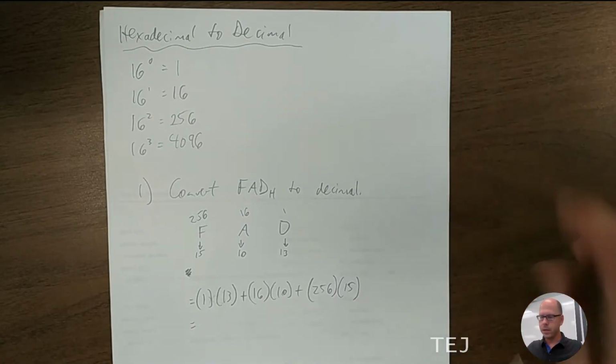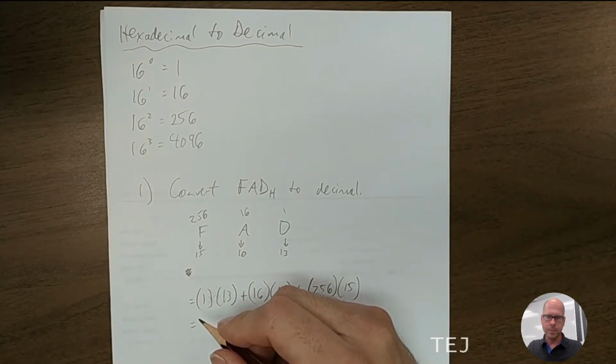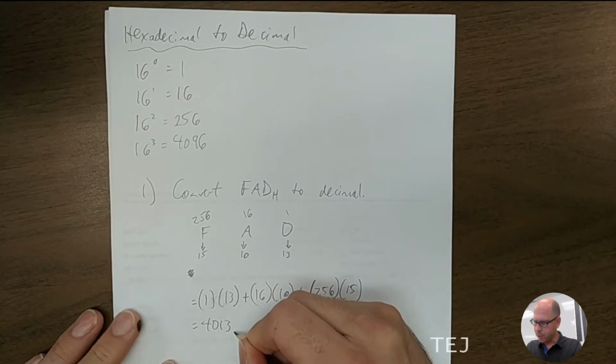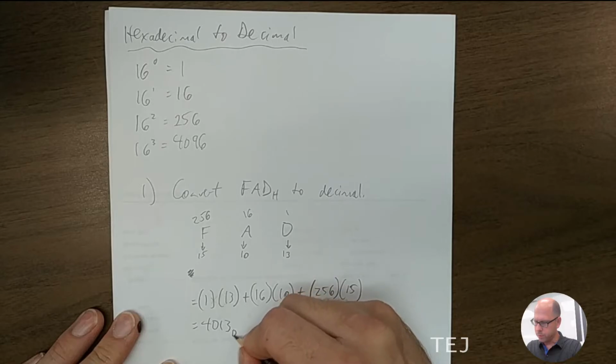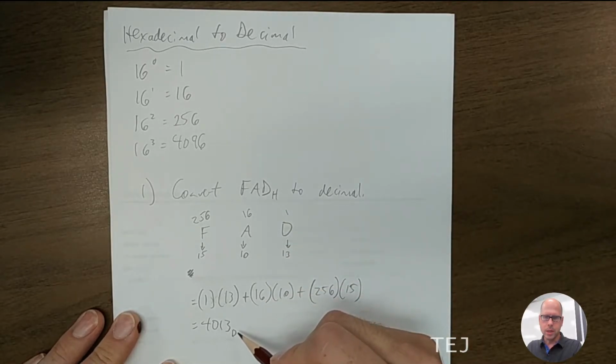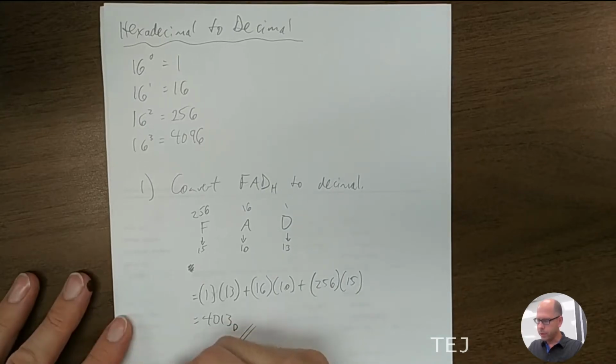And you can use a calculator to find it: 4,013. Let me just double check. 4,013. And I'm going to put the subscript, because we have the subscript capital H here, I'm going to keep consistent. Instead of putting 10, I'm going to put D for decimal. So that's the final answer. We can do another example now.